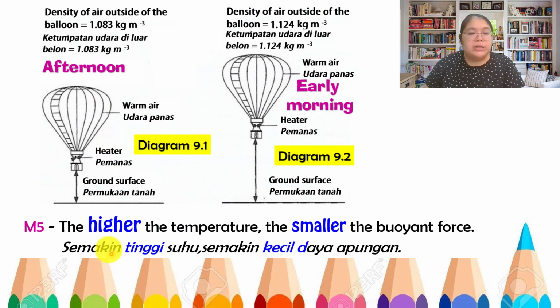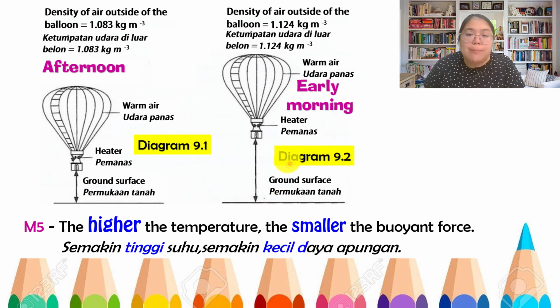Okay, the last one, relationship. They're asking about the height, the buoyant force and also the temperature. So that means temperature again, morning and also afternoon. You see here, in diagram 9.2, the balloon goes higher, is it? The height is increasing, which means the buoyant force is very large. Buoyant force very large means it can support the weight and move the weight to a higher place. So the buoyant force in 9.2 should be higher.